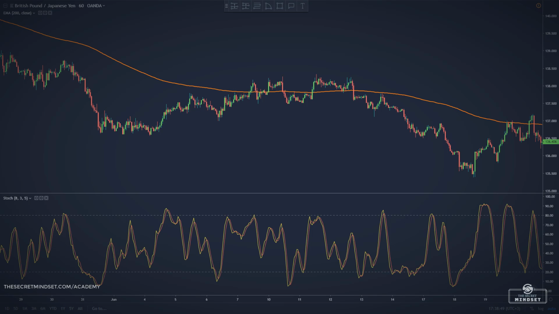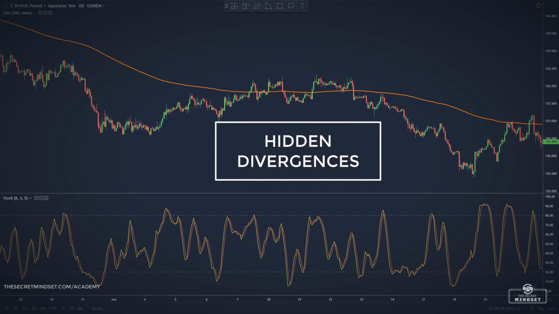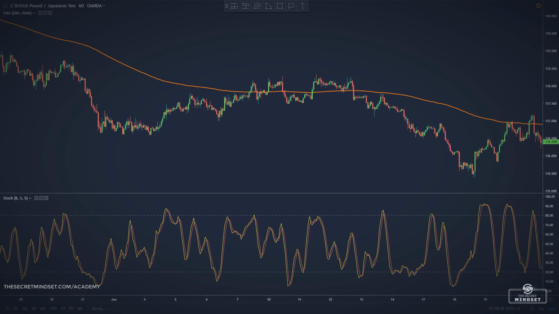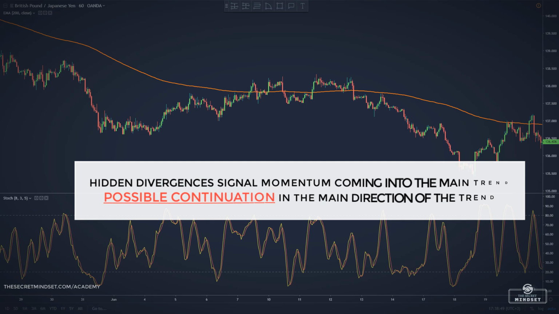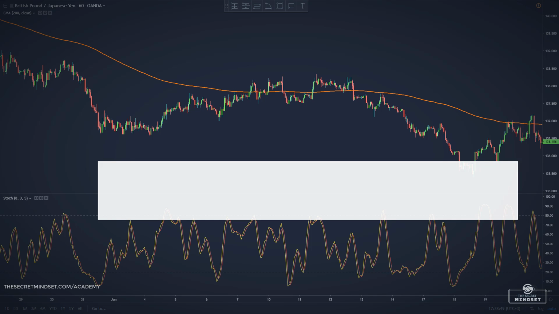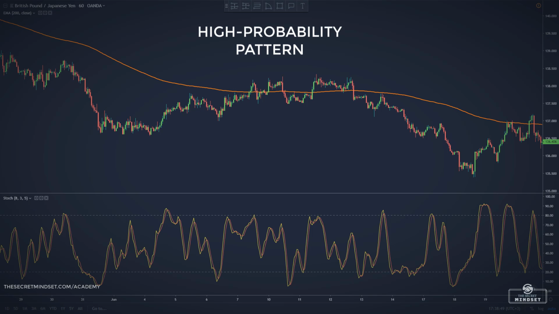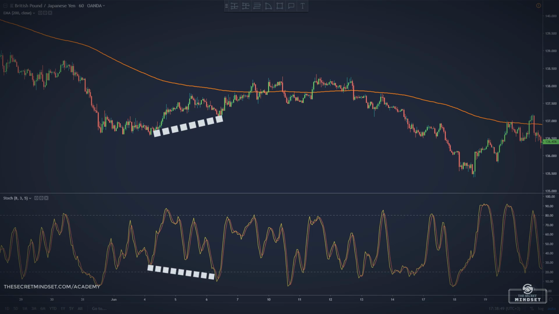The stochastic oscillator is an excellent tool for spotting hidden divergences. If you are a trend trader, hidden divergences should be one of your most important tools. Hidden divergences signal momentum coming into the main trend, suggesting a possible continuation in the main direction of the trend. For some reason, hidden divergences are harder to spot by many traders, despite the fact that they represent a high probability pattern. When trading hidden divergences with a stochastic oscillator, you have to look for higher lows of the price but lower stochastic values during an uptrend, and lower highs of the price and higher stochastic values during a downtrend.